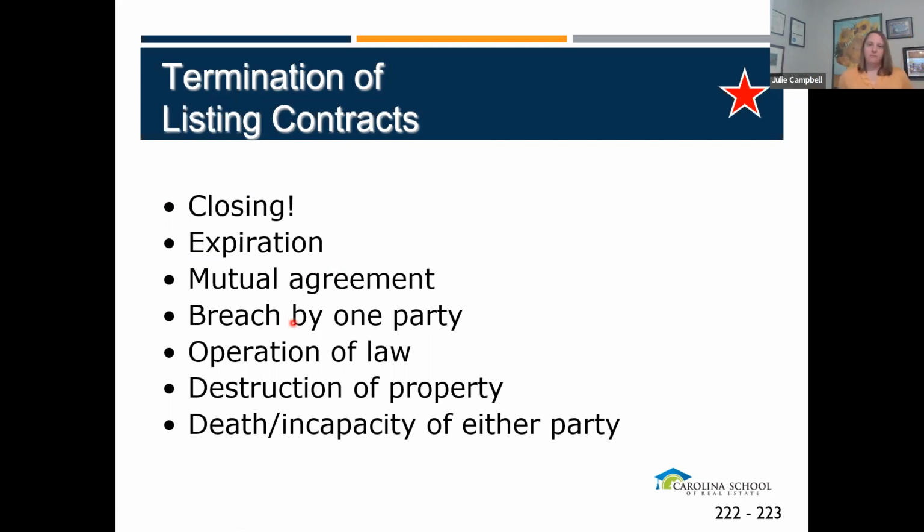Operation of law, destruction of property, and death or incapacity of either party. Keeping in mind, the agreement is between the firm and the seller. So if the listing agent passes away, the show goes on. It's still an active listing because it's the firm's listing. If the firm shuts its doors, then the firm has died, and that would terminate the listing agreement.